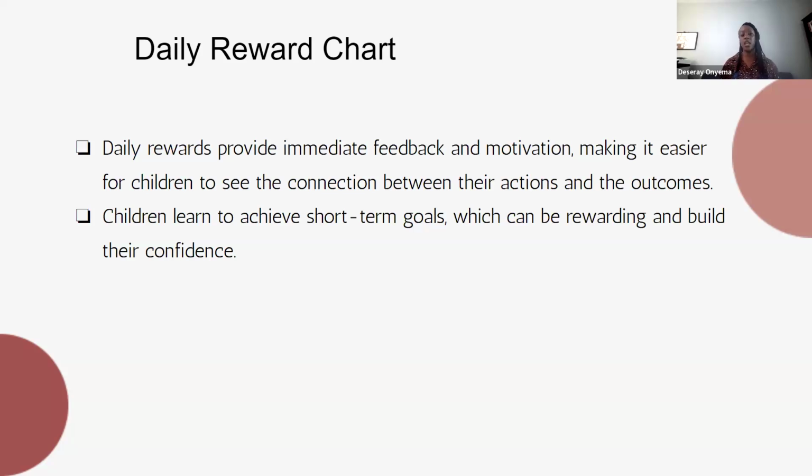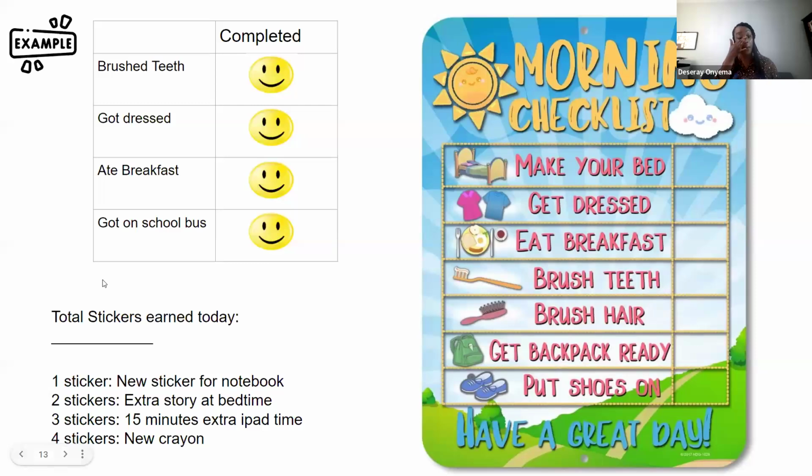So if your child is able to at least wait till the end of a day to earn a reward, this is a chart that you can use. And then also you have bigger rewards that promote the child to delay gratification. So they might say, I'm saving up for a bigger reward. So this is something that you can use. I'm going to show you an example of a daily reward chart.